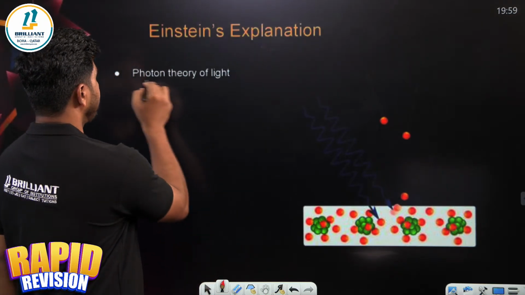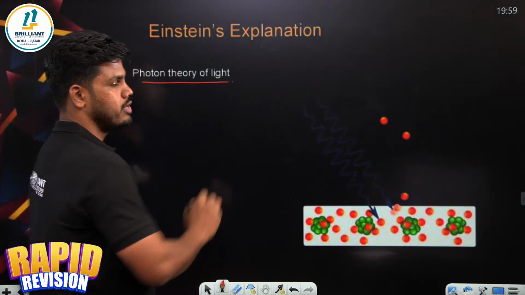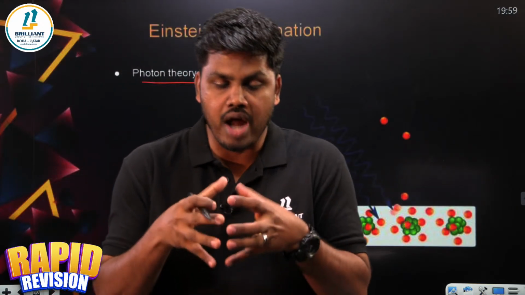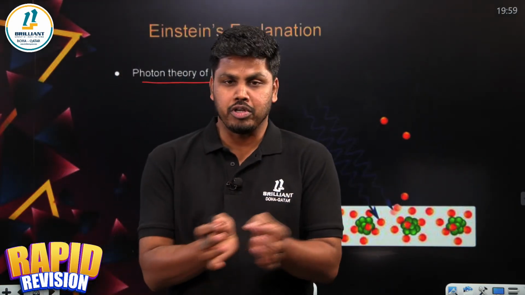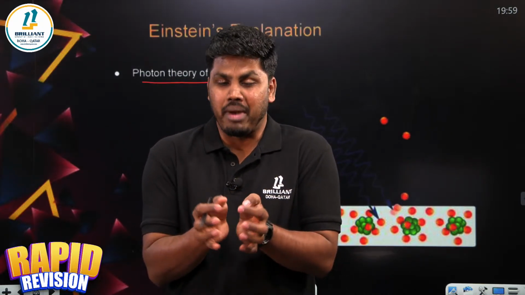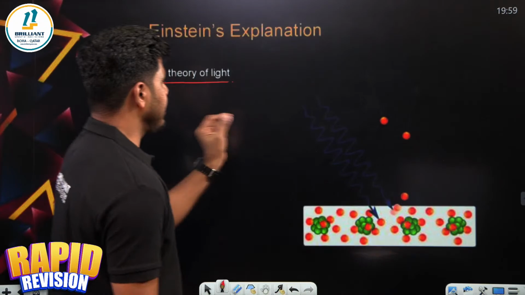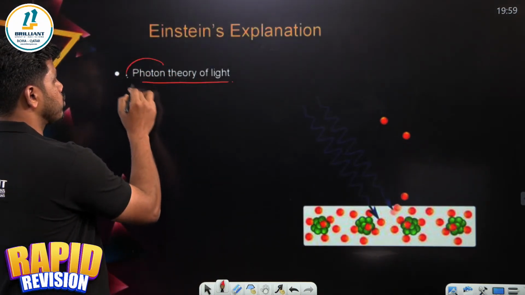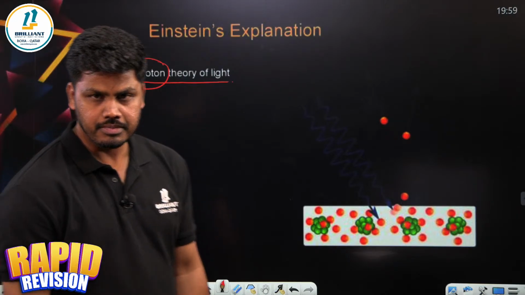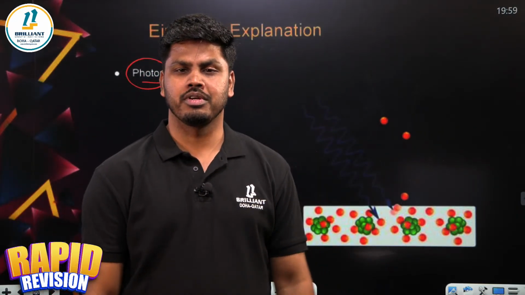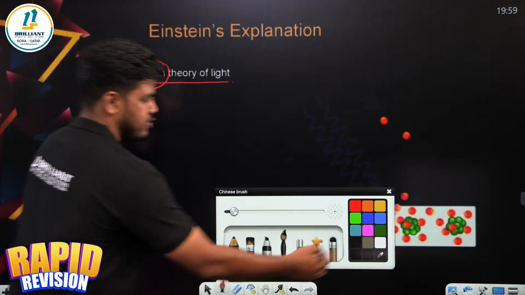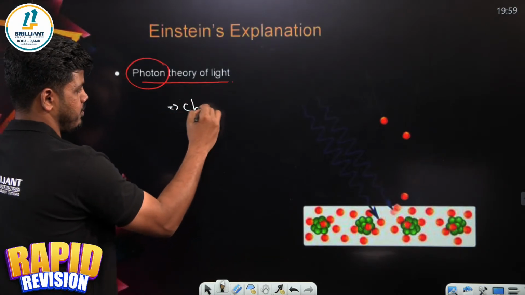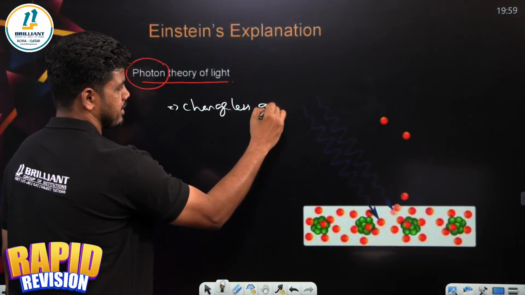To explain this, Einstein introduced the photon theory of light. Einstein said, from Planck's quantum theory, energy is transferred from one point to the other in the form of quanta, small packets of energy, right? So for light, that small packet is called a photon, a term introduced by Einstein. And he explained the properties of this photon. What are the properties of this photon? Photons are chargeless and massless, right?